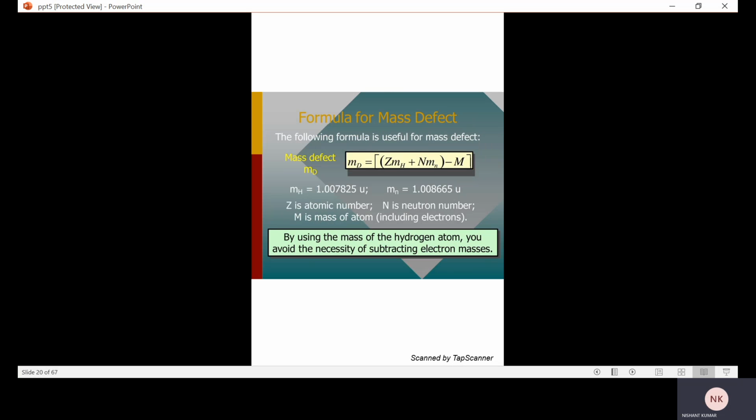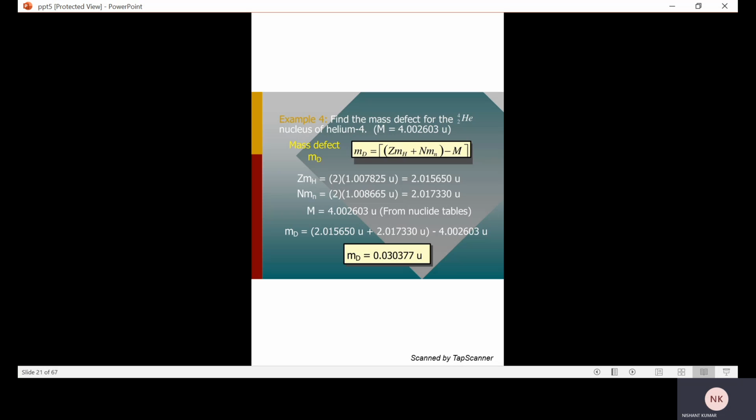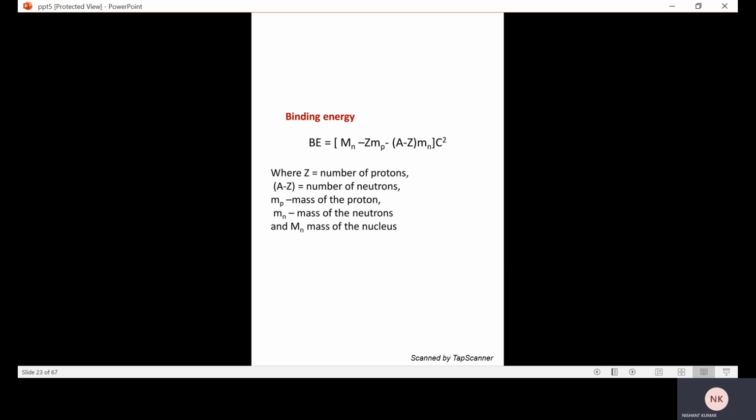Formula for mass defect. The following formula is used for mass defect: Z into m_H plus N into m_n minus M. Binding energy. We can write the binding energy as del m c square, which is equal to [Z times m_p plus (A minus Z) times m_n minus M] into c square.